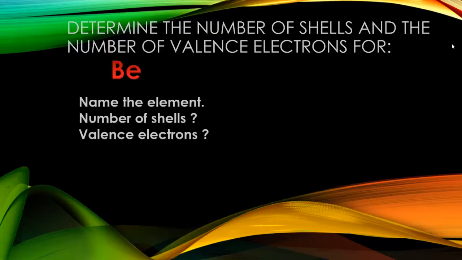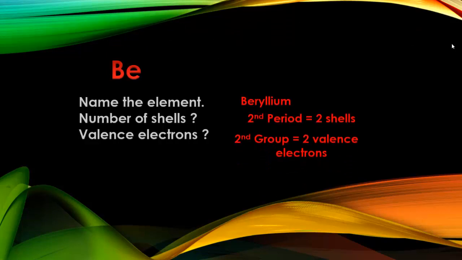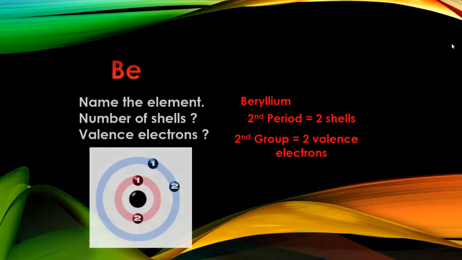If we try this with beryllium, beryllium is element number 4. It is in the second group, and it is in the second period. So beryllium, 2 shells, 2 valence electrons. There's its picture.